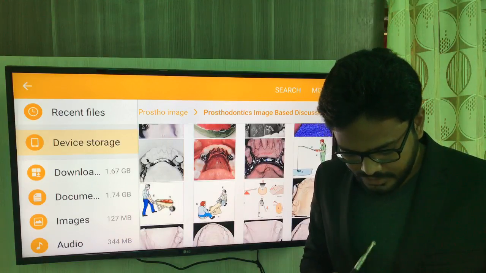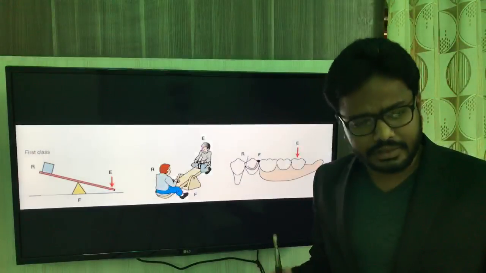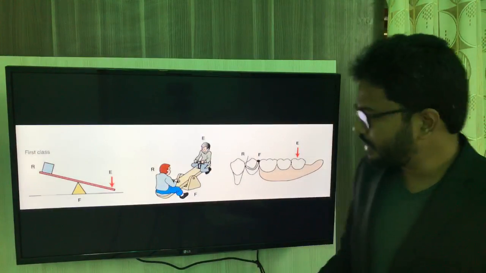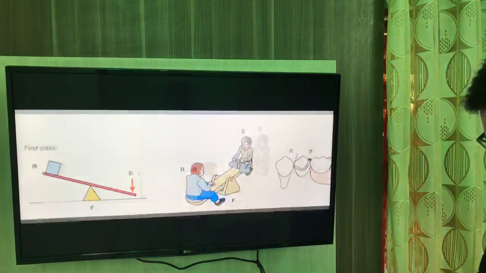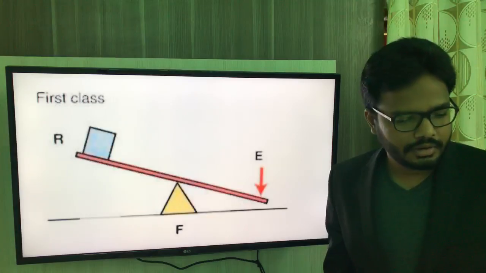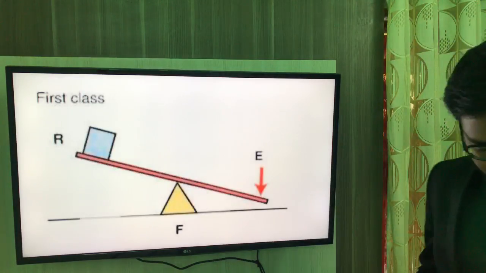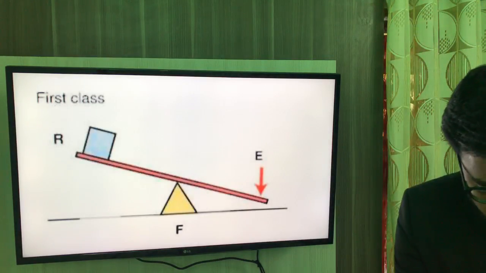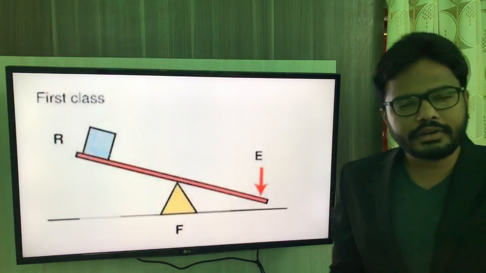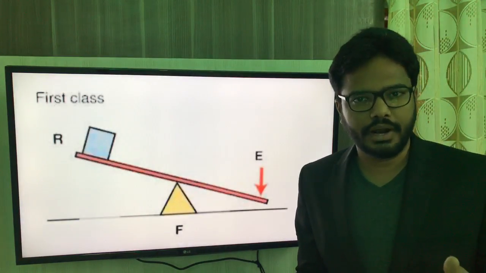So we'll go with the first. We have three classes of a lever and fulcrum principle. As you can see here, this represents the first class. So what can you make out here? As we have seen in the previous illustration also, we have a fulcrum. Fulcrum is nothing but a point around which there is a movement, right?